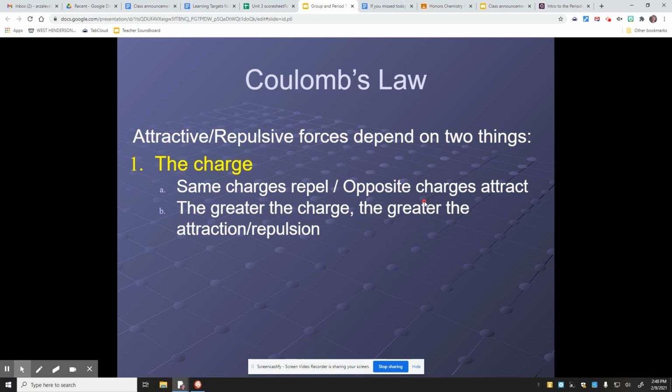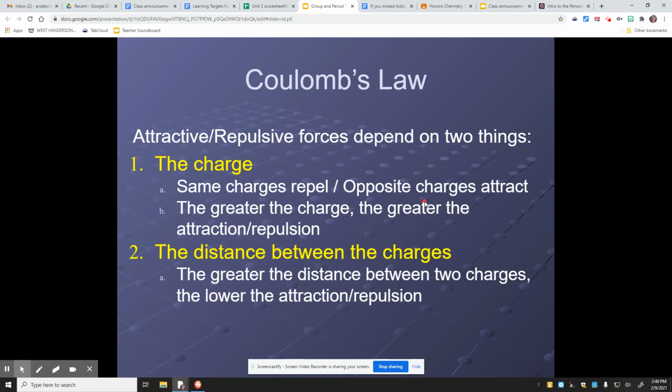All right, so Coulomb's law has to deal with the charge, and the second thing is the distance between the charges. You know this if you have ever played around with magnets. If you have magnets really far apart, there really is no attraction or repulsion between the two.